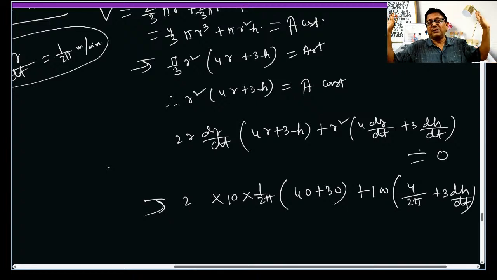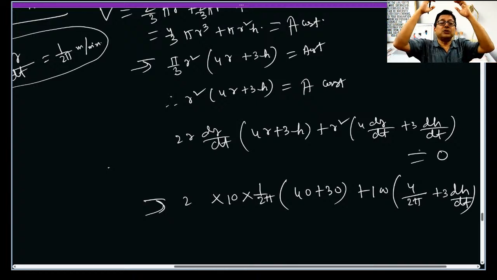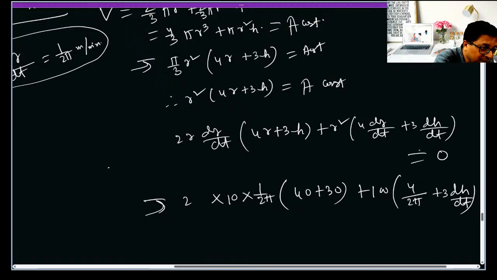This you find. Okay? So this is a bit different type. Sometimes we need to differentiate both the variables in terms of t, or one with respect to the other. How do you know when to assume? Hope you have understood. Thank you.